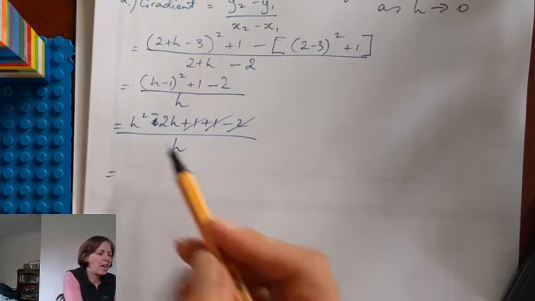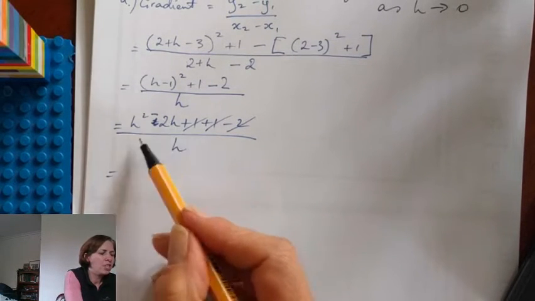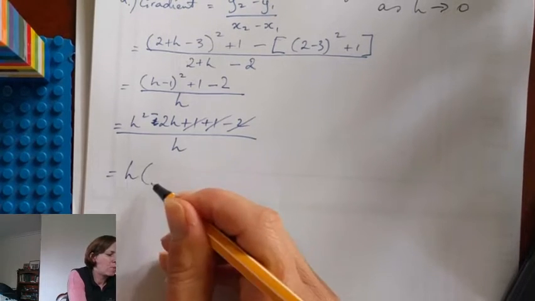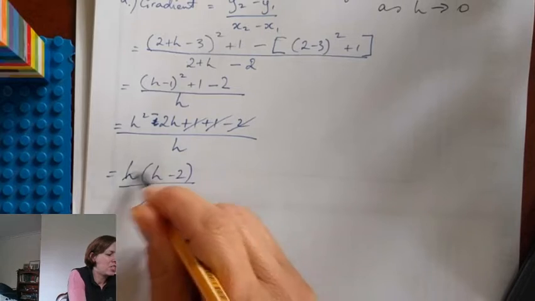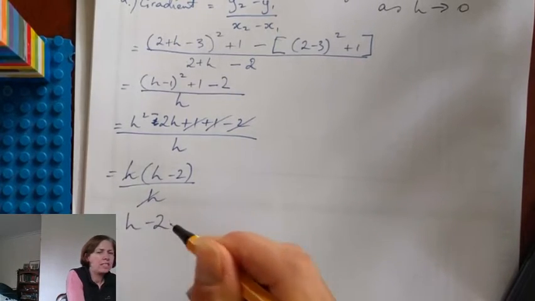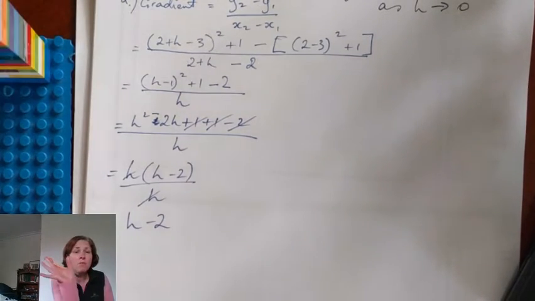That's all going to cancel out. So then I'm going to have h squared minus 2h over h. So I can take out a common factor of h, and I get h times (h minus 2) over h. The h is cancelled. I get h minus 2. Okay, at the moment, this is not a limit. This is the actual gradient of the line from the point where x is 2 to the point where x is 2 plus h.